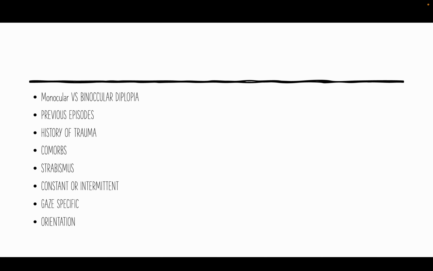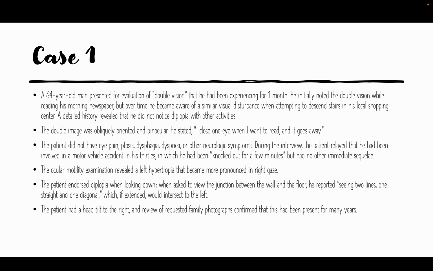So we'll discuss diplopia, horizontal and so on, again. So this is the history you need to ask. With this history we'll go into the first case scenario. A 64-year-old man presented for evaluation of double vision that he had experienced for the last 1 month. He initially noted the double vision while reading his morning newspaper, but over time he became aware of similar visual disturbances when attempting to descend stairs in the local shopping center.